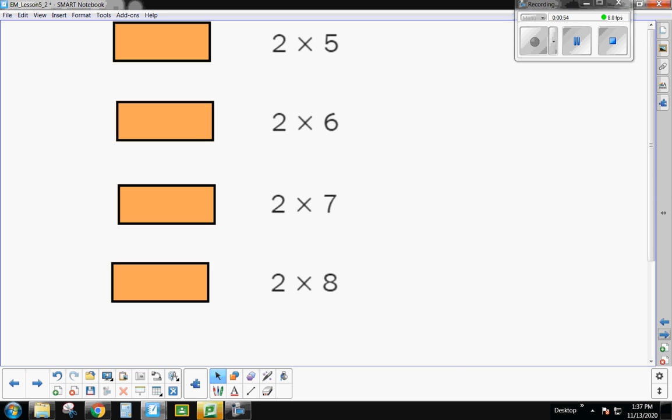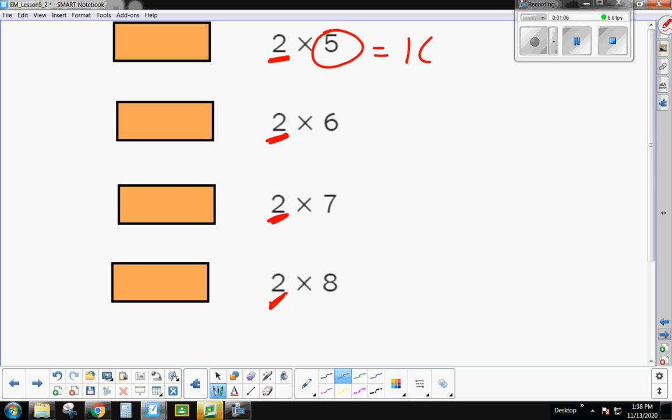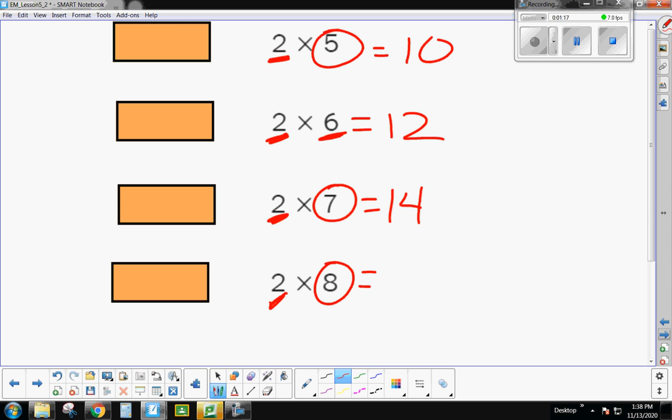Now, boys and girls, you should have been able to answer these right away. All of these are times 2, and so anytime we're multiplying by 2, we take the other factor and double it. So 5 plus 5 is 10. Take the other factor and double it. 6 plus 6 is 12. Take the other factor and double it. 7 plus 7 is 14. Take the other factor and double it. 8 plus 8 is 16.